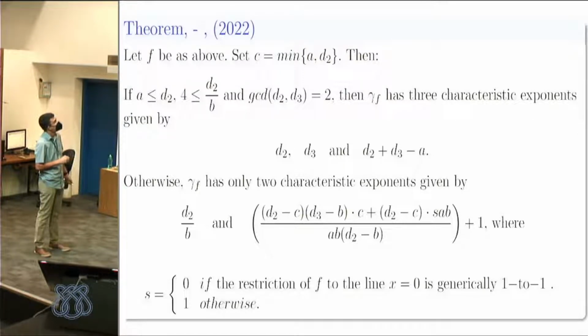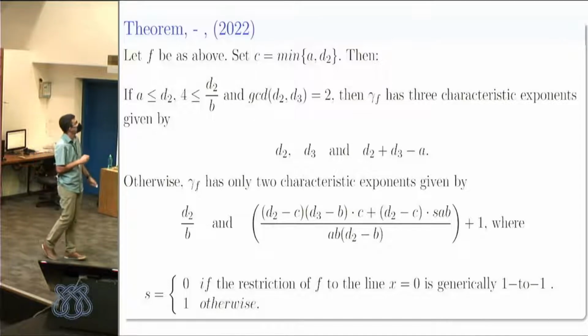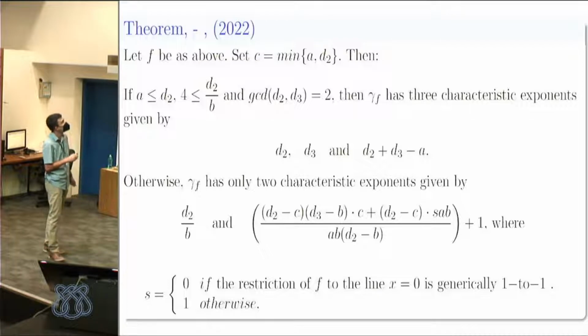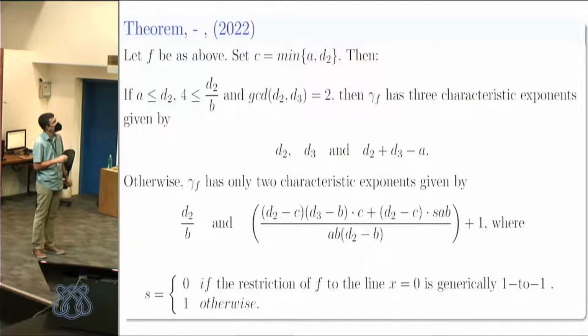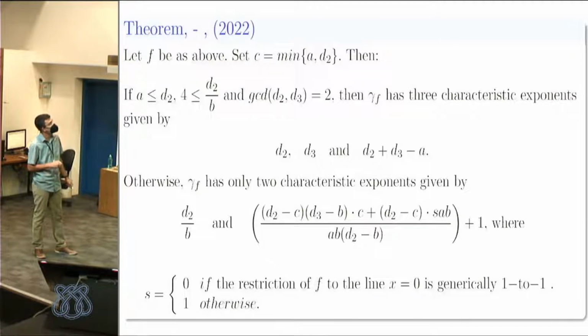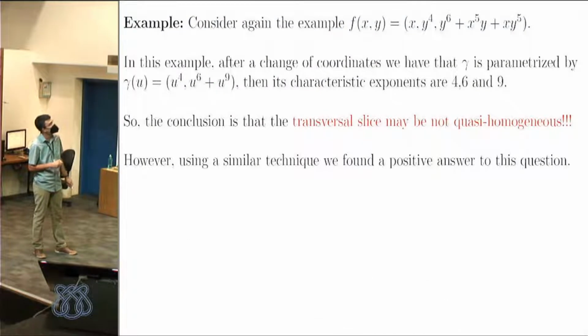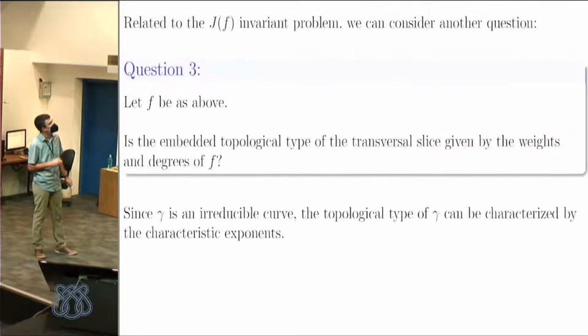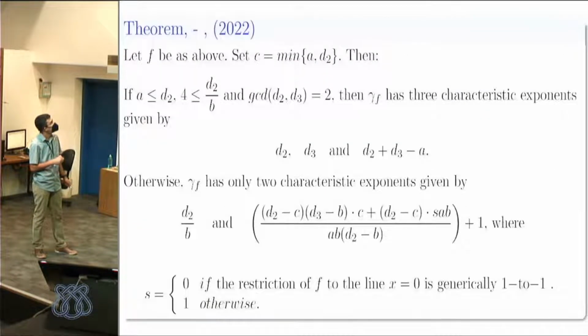So the first condition is if D2 is greater or equal than A, and D2 over B is greater or equal than 4, and the greatest common divisor of D2 and D3 is equal to 2, then the transversal slice has 3 characteristic exponents given by D2, D3, D2 plus D3 minus A. This is exactly the case of this example. Here, we are in this hypothesis.